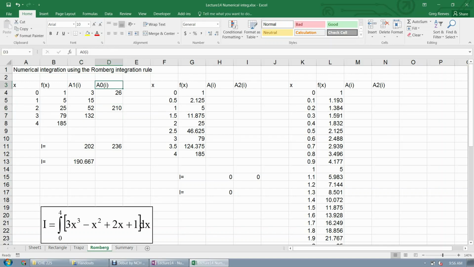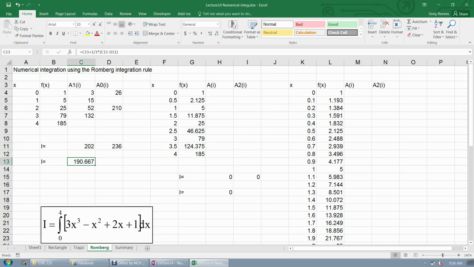And so now we have an A1 and we have an A0. And if we combine them in just the right way, according to this Romberg integration formula, this is just another way to say it, we can pull this C11, or the A1 formula, inside the parentheses, and we get a third times the quantity for C11 minus D11. But I just had this pulled out here, it's fine. Same formula. And we get this 190.667.